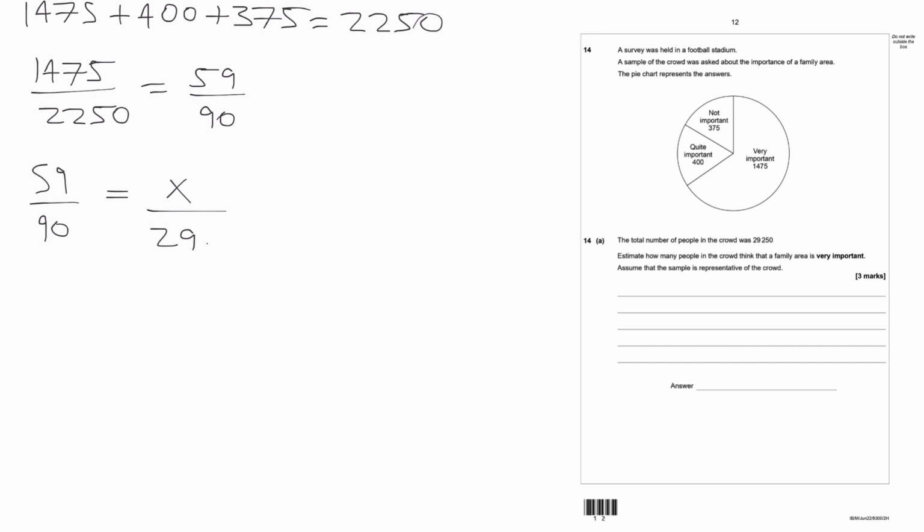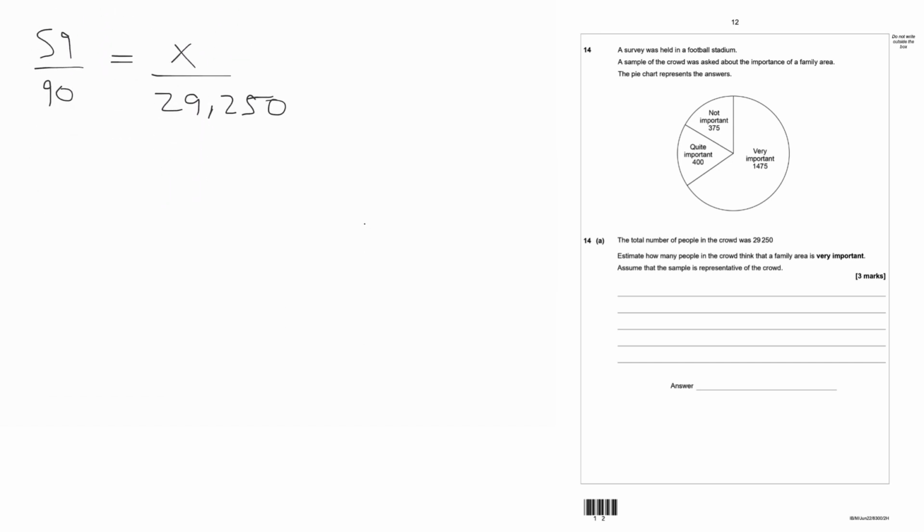So out of the total 29,250 people, what number think it's very important? So basically, how do we express 59 out of 90 as X out of 29,250? So what I'm going to do here is just rearrange to find X. So X is equal to 59 times 29,250 divided by 90. I apologise for the quality of my handwriting.